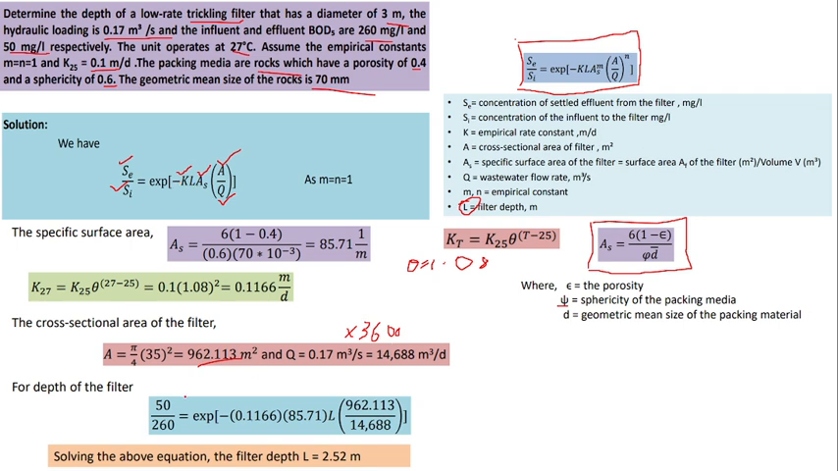Substitute all the values. 50 divided by 260 is equal to exponential of minus 0.116 into L, and AS is 85.71. A is 962.113 and Q is 14,688. So the value of L is, if you solve this one, you'll obtain it as 2.52 meter. So this is the depth of the filter used in the trickling filter.